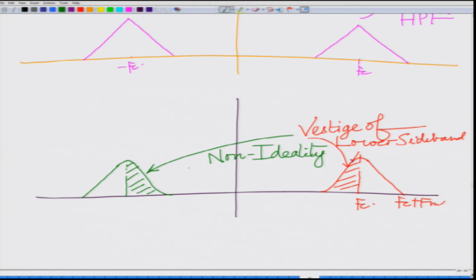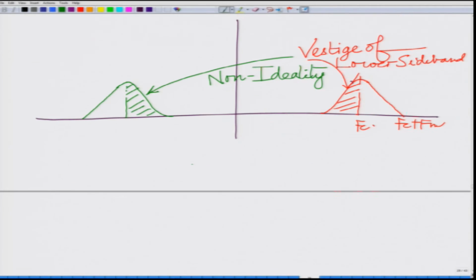Because you are passing this through a non-ideal high pass filter, which has a small transition band, that is, it is not exactly 0 for f less than Fc and 1 for f greater than Fc. It has a small transition band where it is transitioning from 0 to 1. It picks up a small portion of the lower sideband. This small portion is termed a vestige. A vestige, in English, means a small portion, a small piece. So, it picks up a vestige of the lower sideband, hence this is termed vestigial sideband modulation.